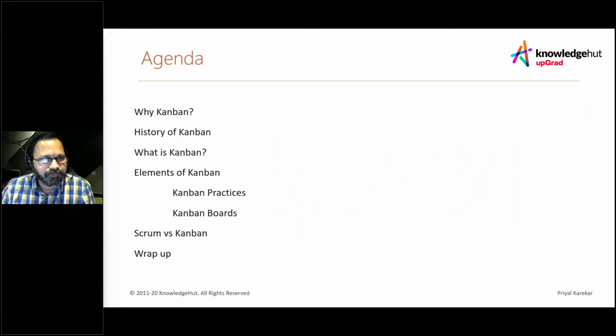So today's agenda is going to be like this. Why Kanban? In the first section, I'm going to build a case for the need of Kanban. There are various frameworks already available, but when will people adopt Kanban and what problem does it solve? We will talk about that first. Then we'll get into the history of Kanban, how it all started. Then we'll talk about what is Kanban, and then we'll come to the elements of Kanban, which are the Kanban key practices and the Kanban board elements.